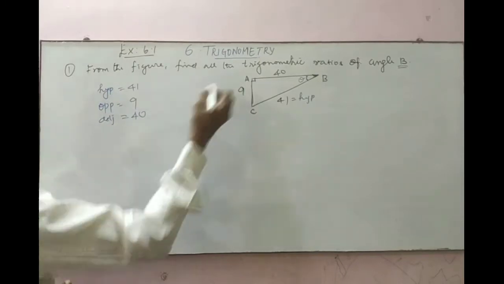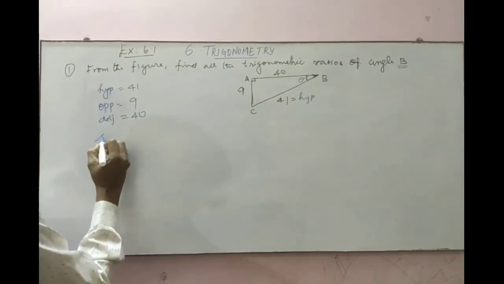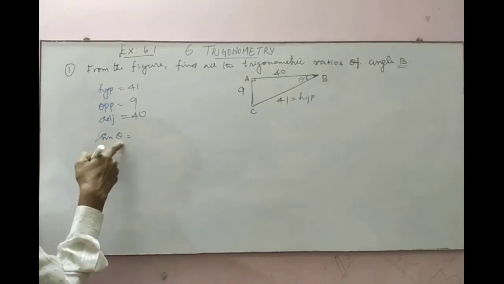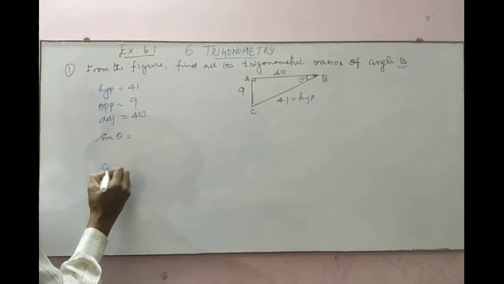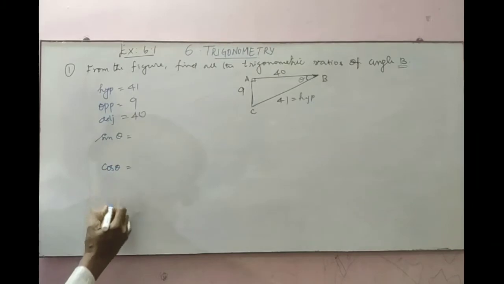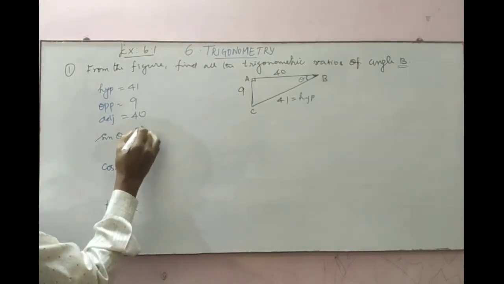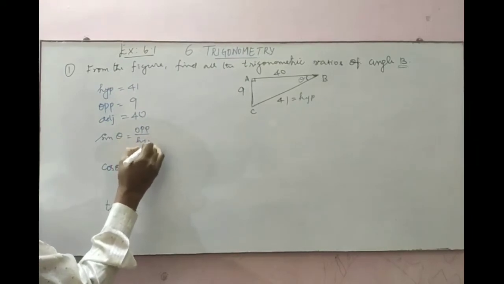Now we are going to write the 6 trigonometric ratios. I already told you the formula for that. What is the first one? Sin theta. The next one is cos theta. The third one is tan theta. So for that the formula is opposite side by hypotenuse side.